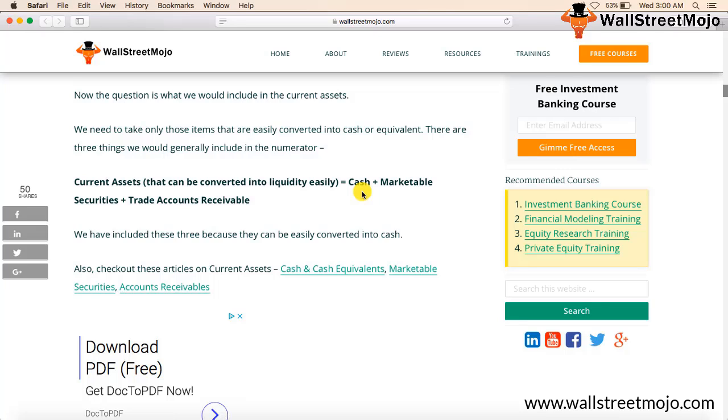Friends, in case there is any other item mentioned in your current asset section, you need to first evaluate whether you can realize cash out of it. For example, if I have some deferred income tax, some deferred corporate tax, I cannot use that or realize the cash out of it, so you need not consider it. So only three items need to be considered: cash plus marketable securities plus trade accounts receivable. And why marketable securities? Because although you don't have cash available, those securities are something you can sell in the market and realize the cash, right?